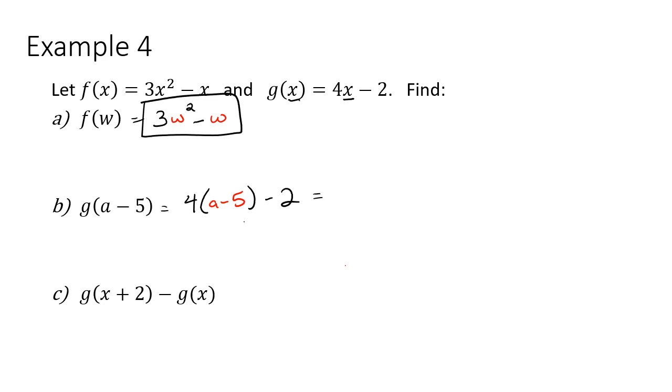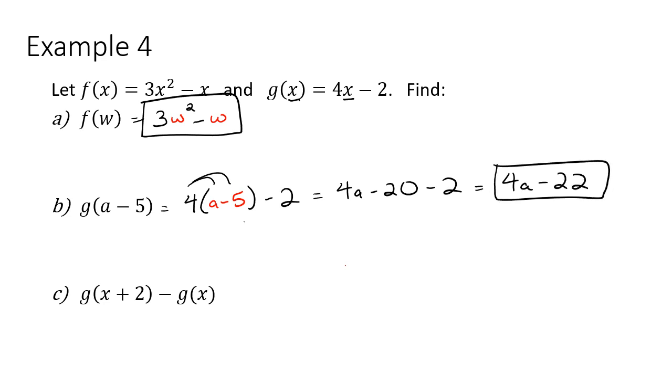And now I'm going to simplify. So if I distribute through, this is a 4a minus 20, still with the minus 2. And so that would give us 4a minus 22. Now, I want you to pay close attention to something here. In the previous example, example 3, we took note of the fact that when we plugged a number into a function, we got a number out of the function. Now we are plugging letters into the function, and what we get out is a new function. It's not a number this time around.